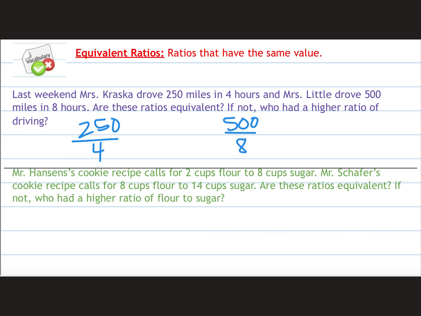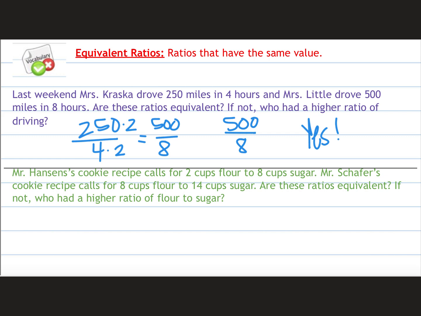A couple different ways that we can do this. We could simplify the fractions all the way and see if they equal the same number. We could find common denominators for them, which is what I'm going to do for this one, because I know that if I multiply this side by 2, I will end up with 8 on the bottom. And 250 times 2 is 500. So that means that if Miss Kraska could drive 250 miles in 4 hours, she could go 500 miles in 8 hours. Now, since those equal the same thing, then yes, they are equivalent.